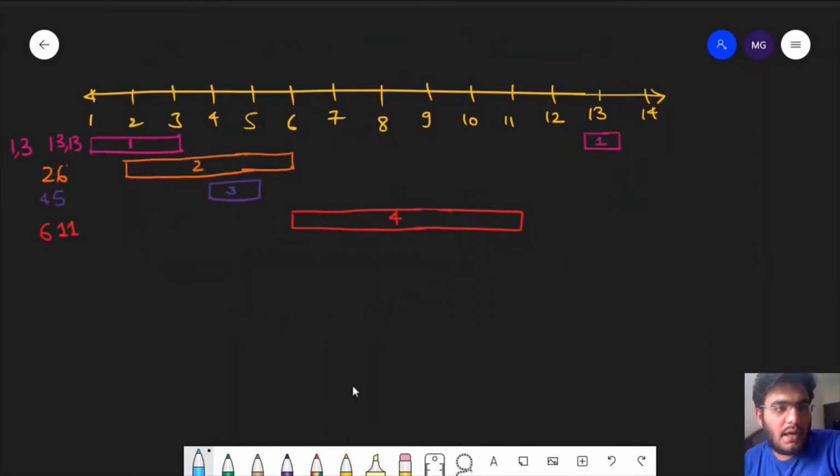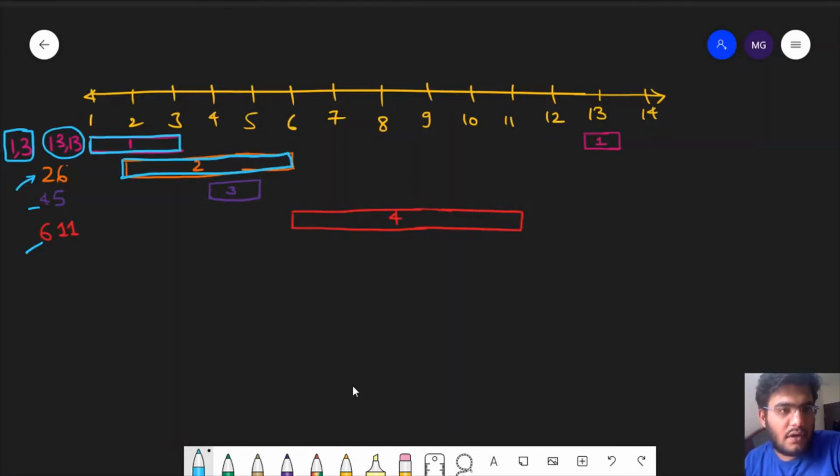The first interval for club 1 has the students ranging from 1 to 3, and the second interval for club 1 is from 13 to 13. Similarly, for the second club, the interval ranges from 2 to 6, for the third club from 4 to 5, and for the fourth club we have the range from 6 to 11. Now, starting from the smallest value for the starting point of the interval, initially we have club 1 intersecting with club 2.